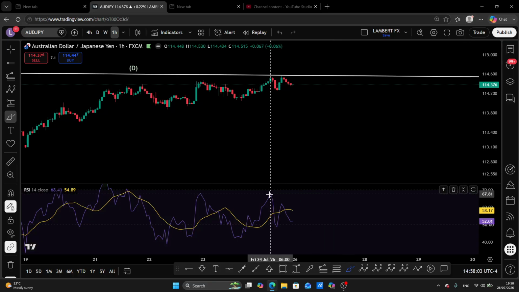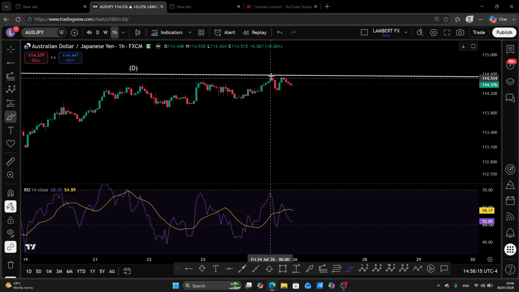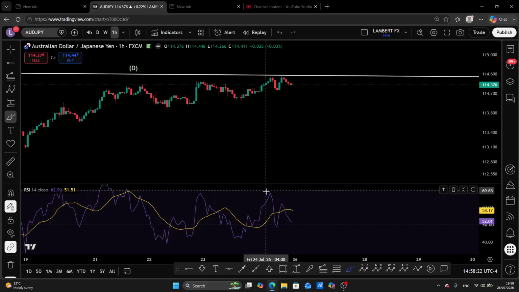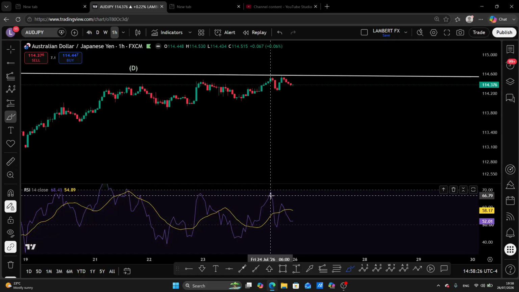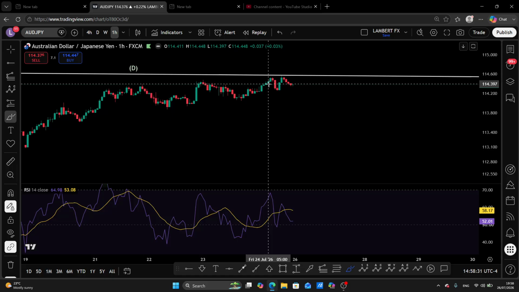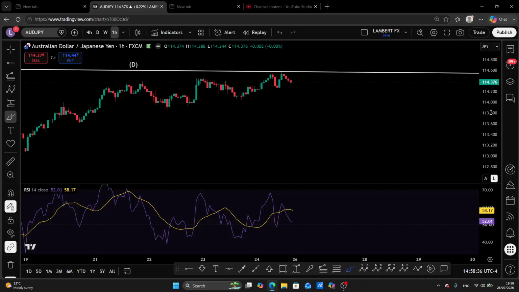So take a look at this side. Can you see my cursor here? Yeah. Follow the dotted line straight to the top of the chart here. You will see that we had this low here, and then on the relative strength index, we had a higher high, and then we had this lower low. On the candlestick chart, we had a high here, and then we had this low. Let me zoom it for you to see.